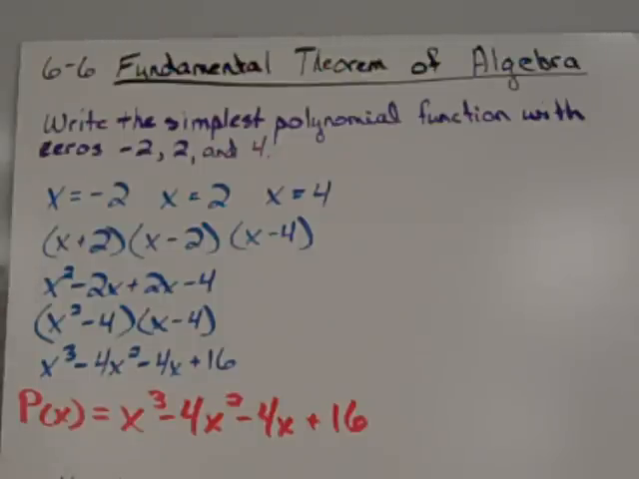Remember, you can only multiply two at a time. So I took x plus 2 times x minus 2, and that gave me x squared minus 2x plus 2x minus 4, which then became x squared minus 4. And then I had to take it times that x minus 4 that I had from the start. I multiplied that out, taking x squared minus 4 times x minus 4, and that gave me x cubed minus 4x squared minus 4x plus 16. Since it's asking me to write a polynomial function, you then write it as an equation. P of x is equal to x cubed minus 4x squared minus 4x plus 16.